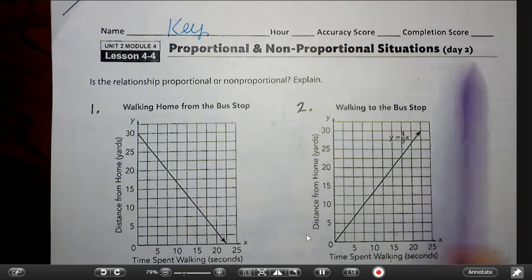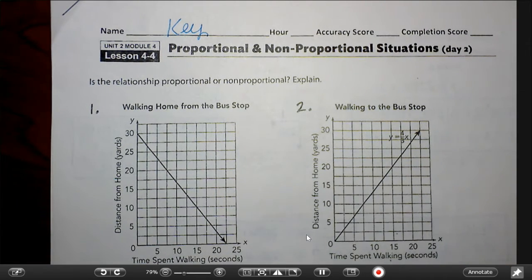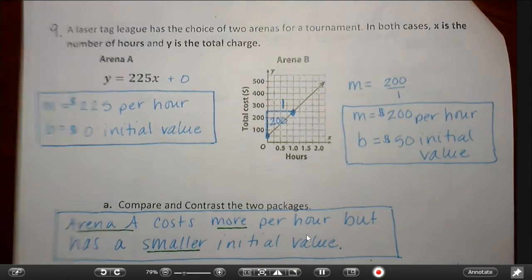Guys, I'm going to help you with 4-4 day 2. It's a hard assignment, so I just wanted to give you guys an opportunity to get some help. If you're stuck at home, I didn't want you to be stressed out. Now remember, the whole front page, 1 through 8, was optional to do, so I'm going to go ahead and skip to number 9. Let's talk about laser tag.